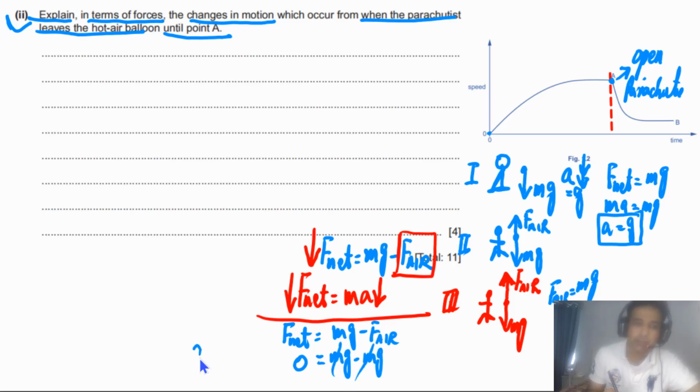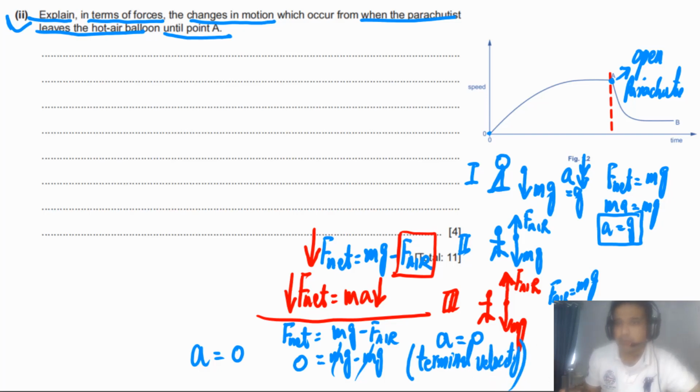So what does it mean? It means acceleration is also equal to 0 at this stage. So we can say acceleration is also equal to 0. So it has reached the terminal velocity. You can see this gradient is 0, which means it has reached terminal velocity.